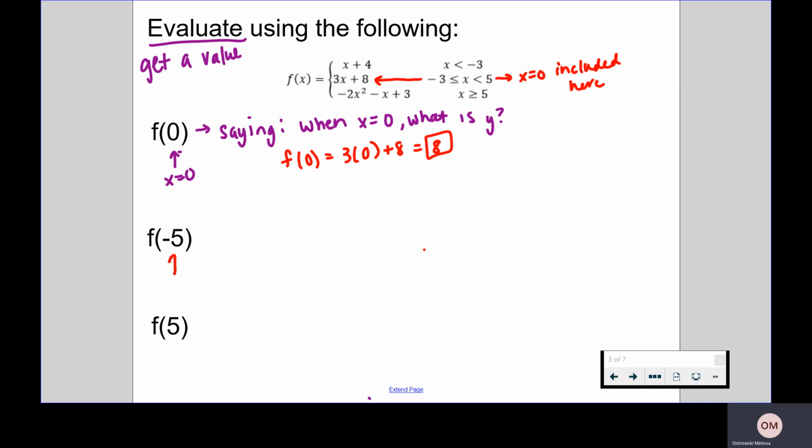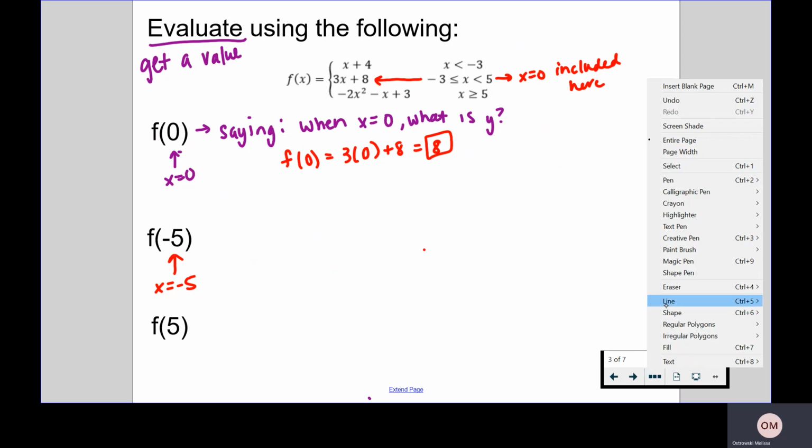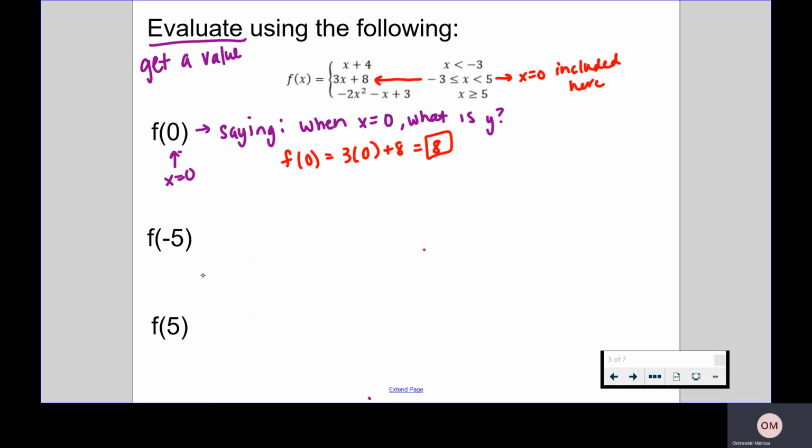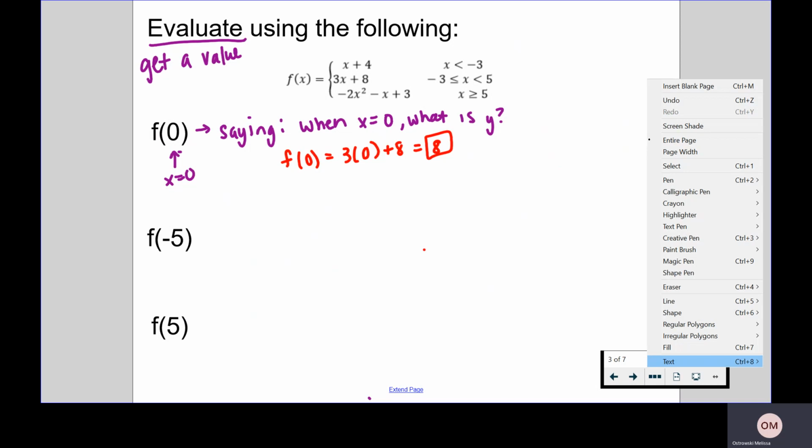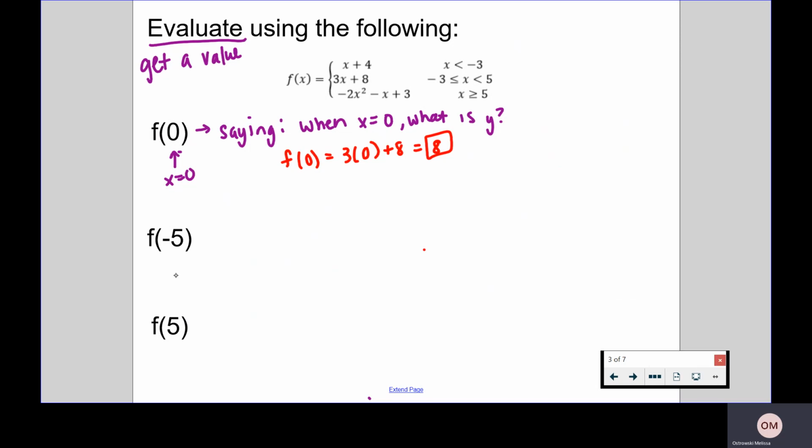F of -5. Again, now my x value is -5. I want to know what y is. I'm going to erase these so I can do my new number. X is -5. This is the piece where x will be less than -3. So -5 is included here, so I'm going to use that function. -5 plus 4, which will give me -1.